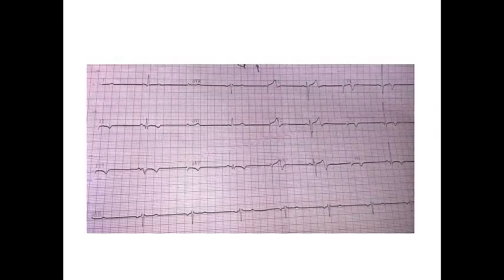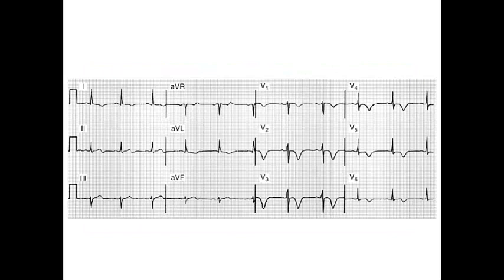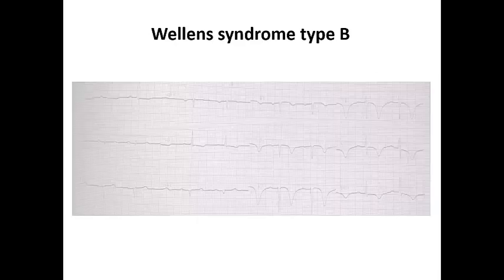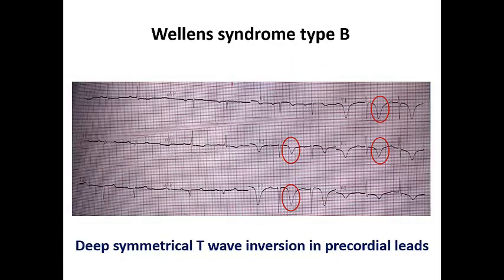So for example, in this ECG, we can see there is biphasic T wave from V1 to V3 with symmetrical T wave inversion in V4 and V5, indicating Wellens syndrome type A. Whereas in this ECG example, the T waves are deep symmetrical from V2 to V5, indicating Wellens syndrome type B. And here another example in which we can see deep symmetrical T wave inversion from V2 to V5, indicating Wellens syndrome type B as well, which occurs in the majority of cases of Wellens syndrome.